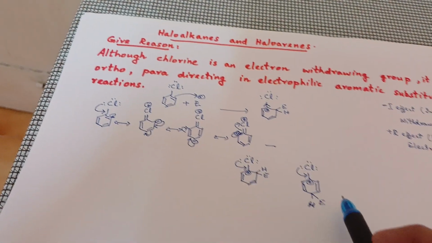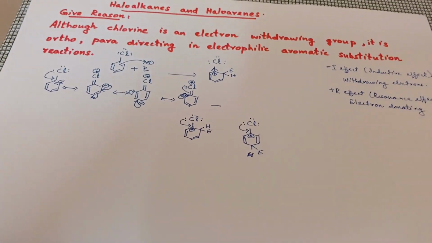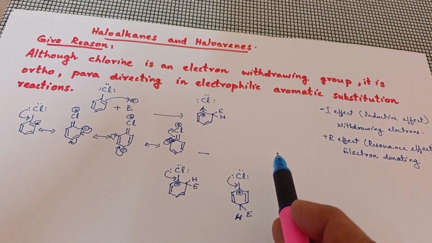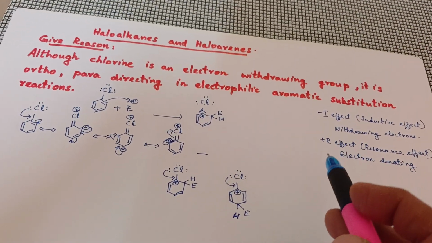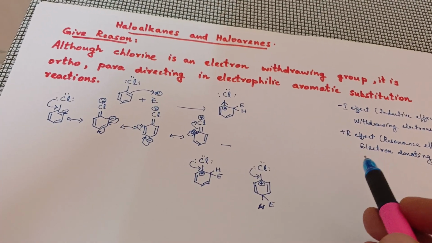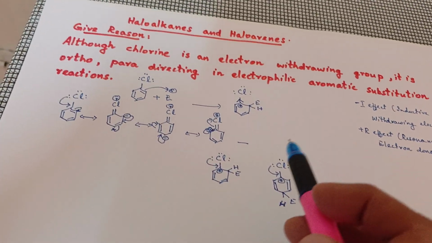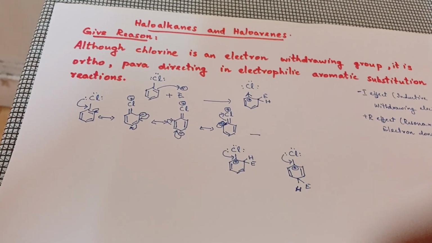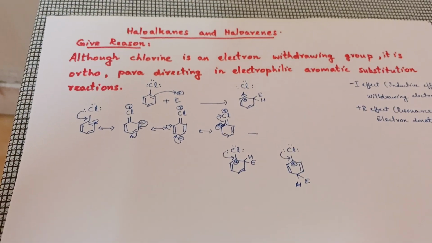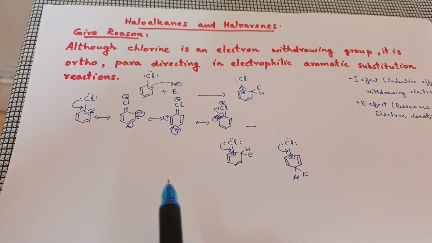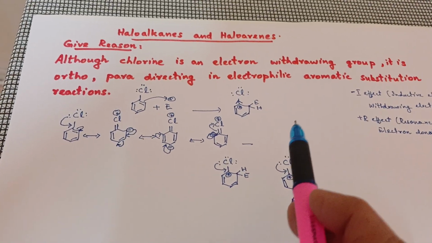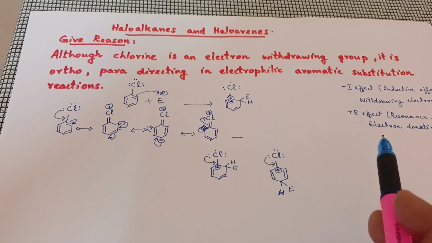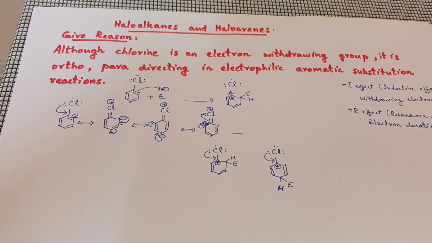So plus R effect stabilizes the intermediate carbocation, whereas minus I effect destabilizes the carbocation. Though minus I effect is stronger than plus R effect, the plus R effect is more pronounced at ortho and para positions, thus making the electrophilic aromatic substitution possible at ortho and para positions. That is why we say chlorine, though electron withdrawing, is ortho para directing in electrophilic aromatic substitution reactions.